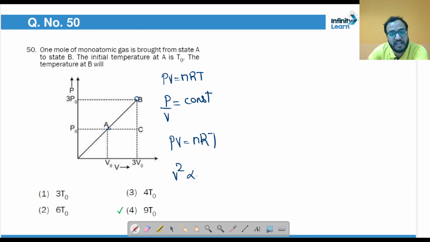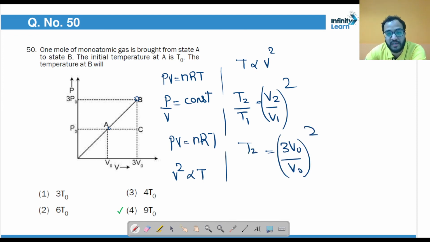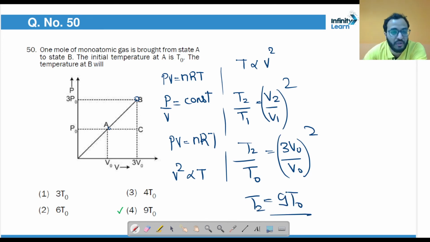So V square is directly proportional to temperature, right? Do you understand? So our temperature is directly proportional to V square. So T2 by T1 will be V2 by V1 whole square. So if volume is 3V naught upon V naught whole square, the temperature will be T2 upon T naught. So T2 will be 9 T naught. Got it? So this is how you will get your fourth option.